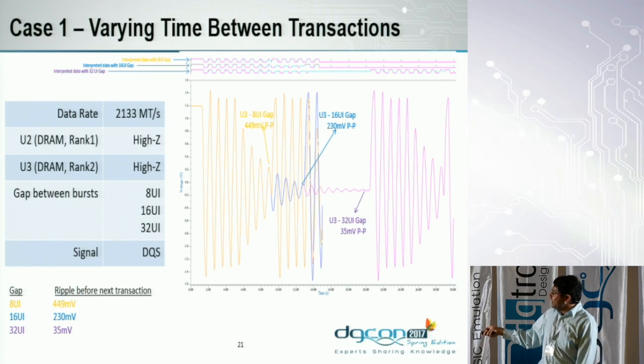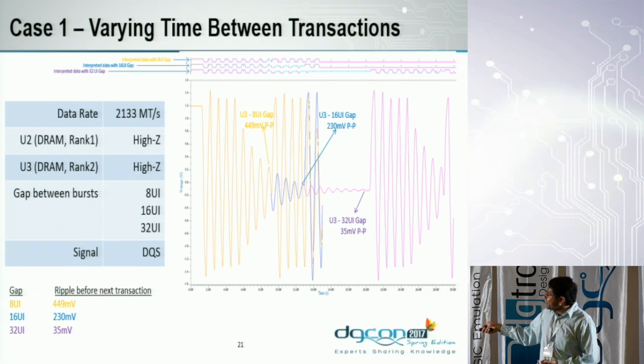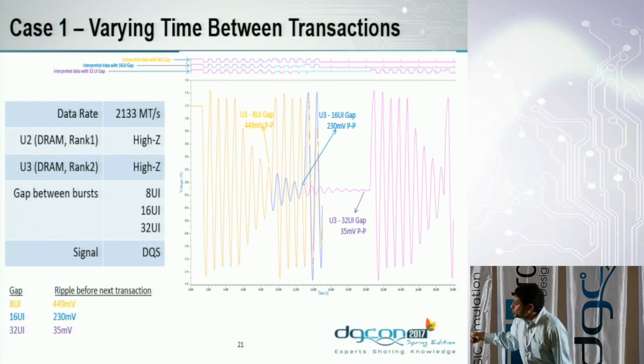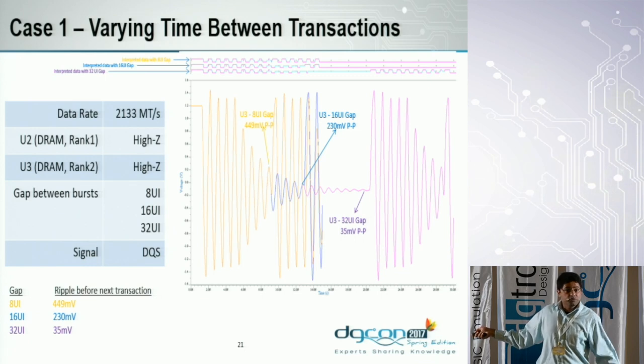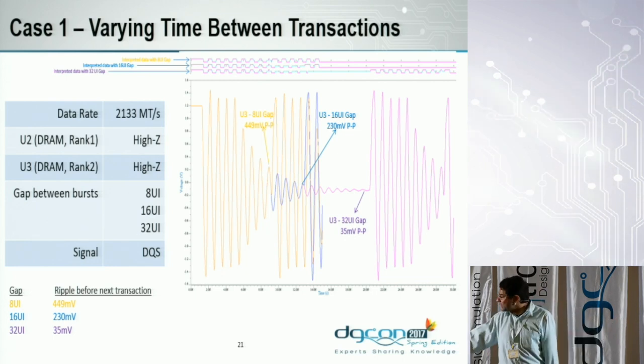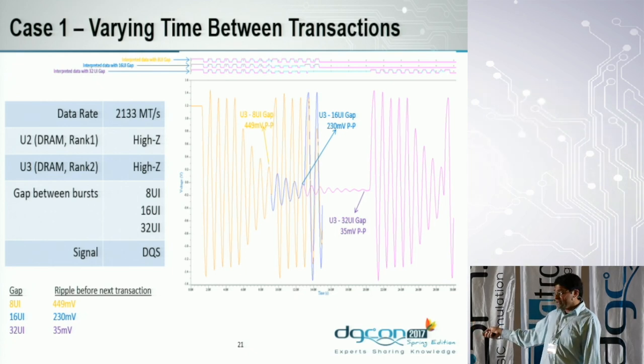So what happens here is, in this test, when we don't leave any time at all, this is the baseline. The orange is the baseline case. But then we leave 8 UI. With 8 UI, we get more dampening of that signal, so we get something like 230 millivolts. Maybe that's OK for you, maybe it's not. Or maybe you decide, no, I want it to damp even more. So you let it go for an even longer time, and then you get something like, say, 35 millivolts. Maybe this works for you.